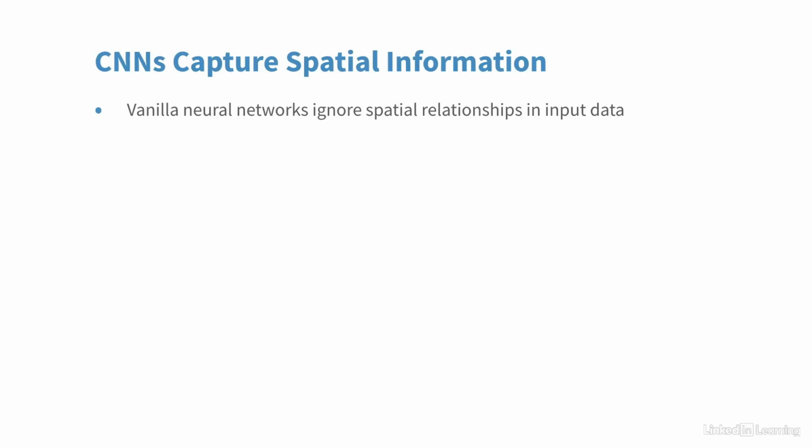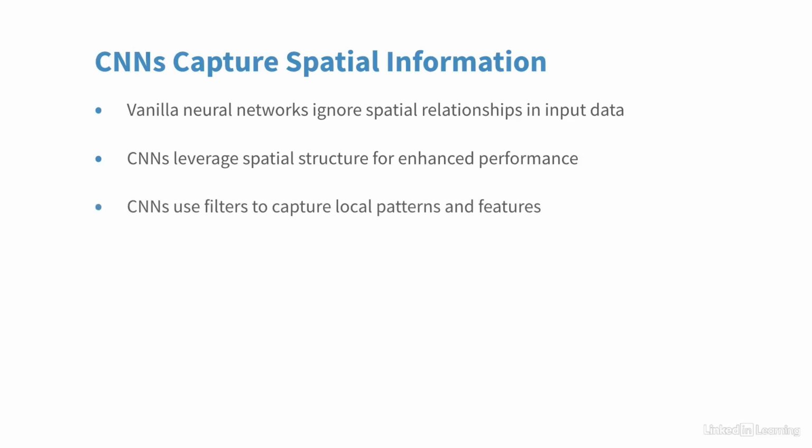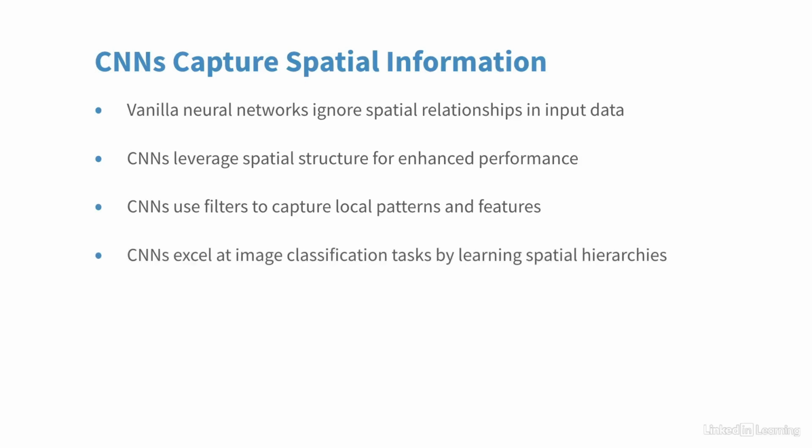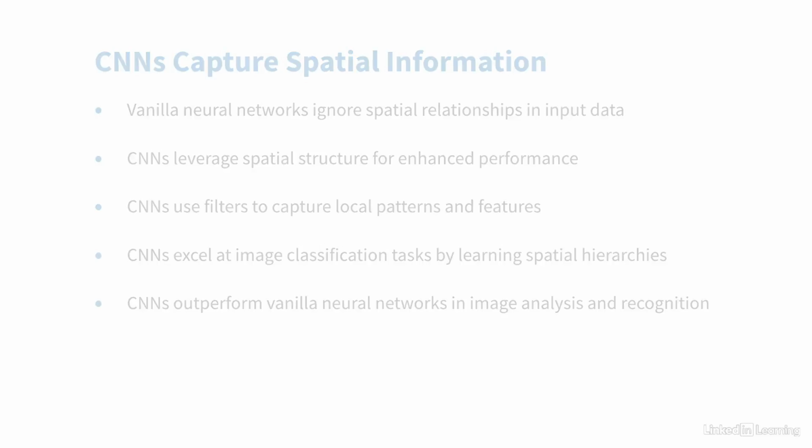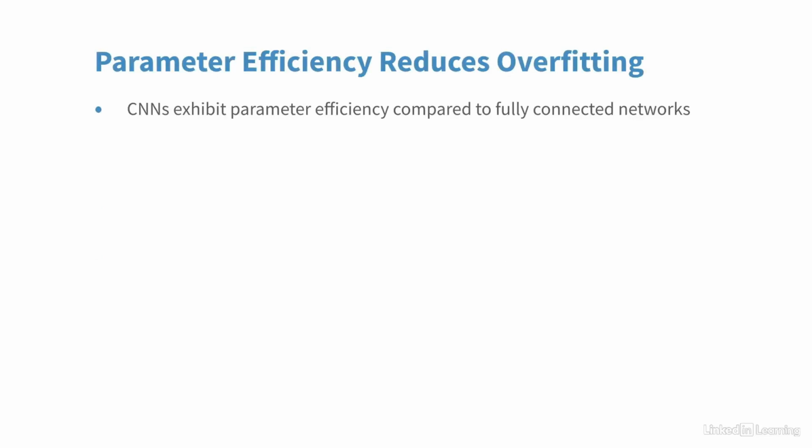Vanilla neural networks, or fully connected networks, treat input data as a flat vector of features, neglecting spatial relationships between the features. In contrast, CNNs are specifically designed to exploit the spatial structure of input data, such as an image. CNNs apply filters to capture local patterns like edges, corners, and textures through their convolutional layers. This ability to detect and learn spatial hierarchies of features is critical for image classification tasks, giving CNNs an edge over their vanilla counterparts.